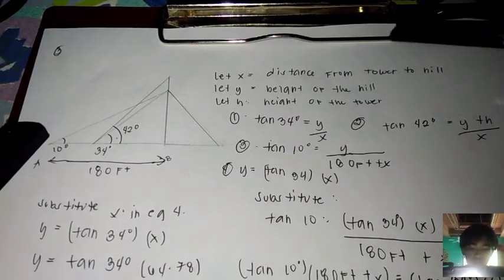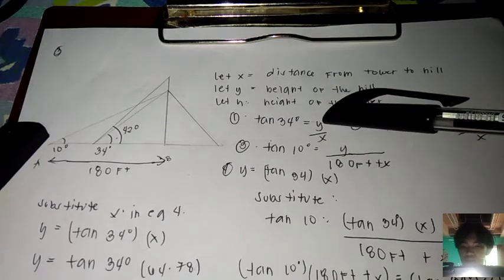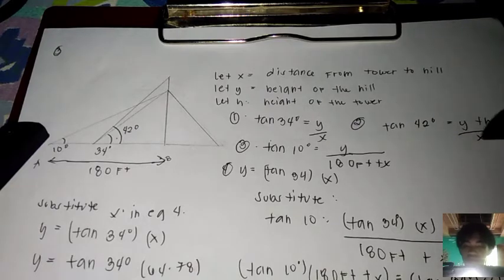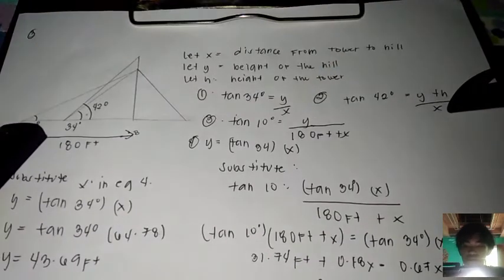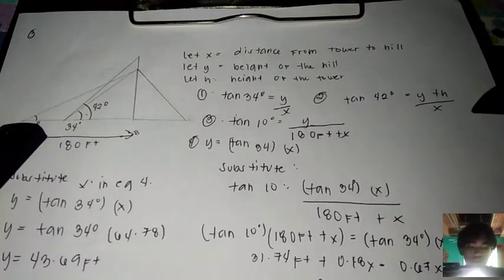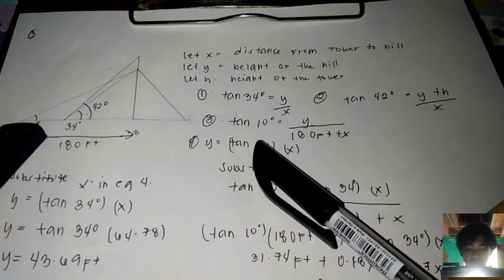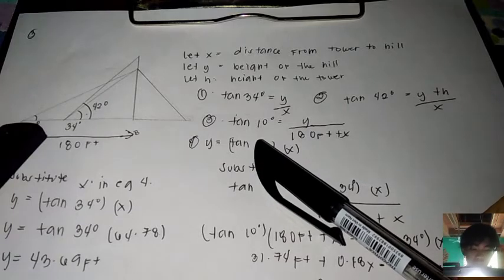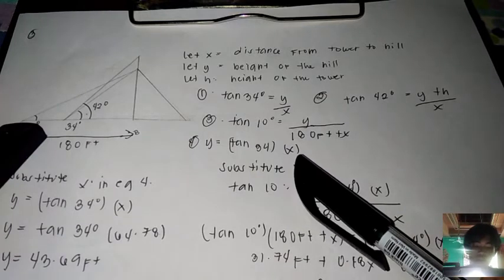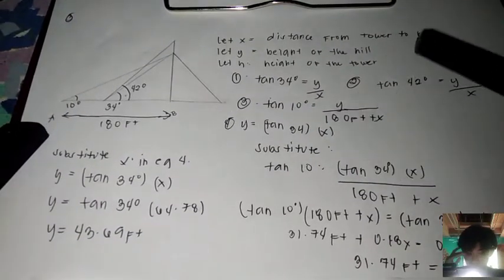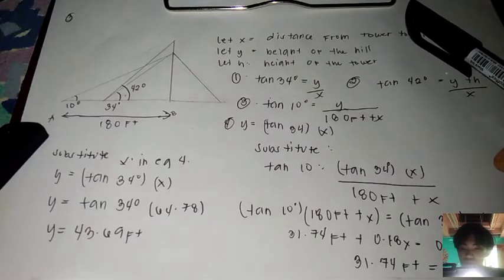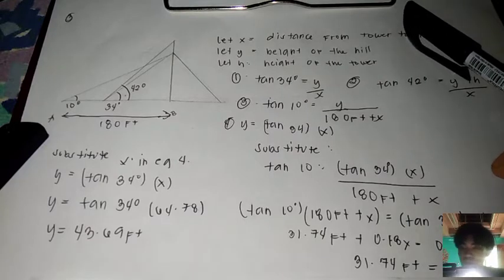So our first equation is tan 34 degrees equals y over x. In equation 2, we have tan 42 degrees equals y plus h over x. And in equation 3, we have tan 10 degrees equals y over 180 feet plus x. So in equation 4, we have y equals tan 34 times x.